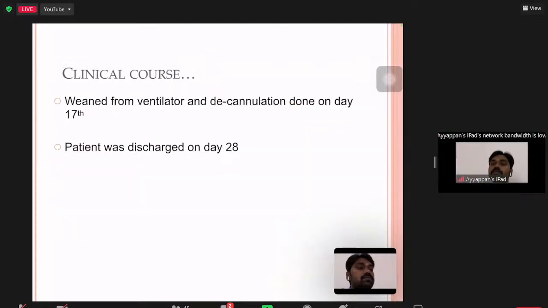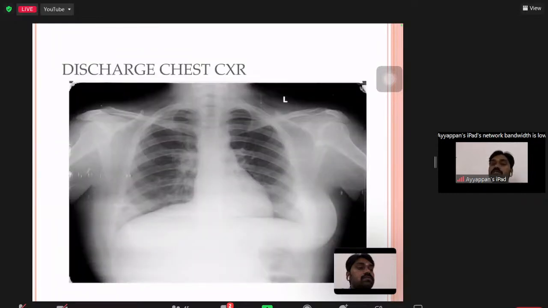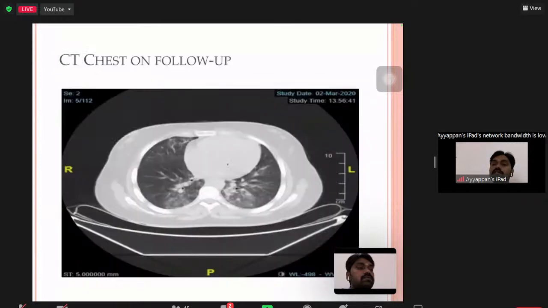And in the 3rd week of illness, she recovered from the disease, and by the 4th week, she was discharged. This was the discharge chest X-ray, and this was the CT, which was done at 3 months of follow-up.